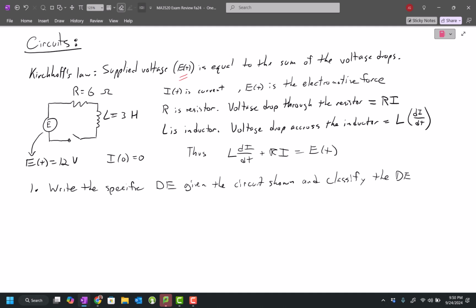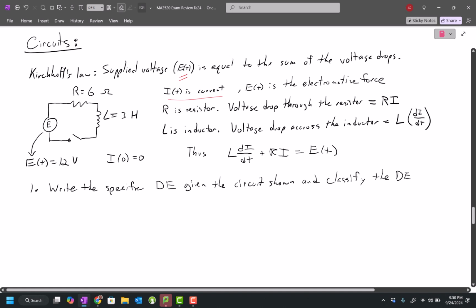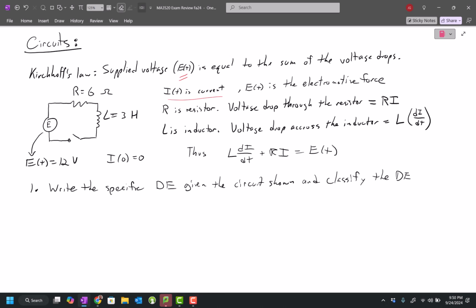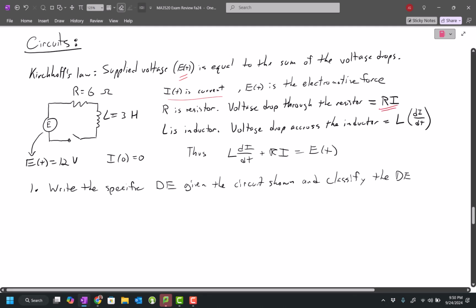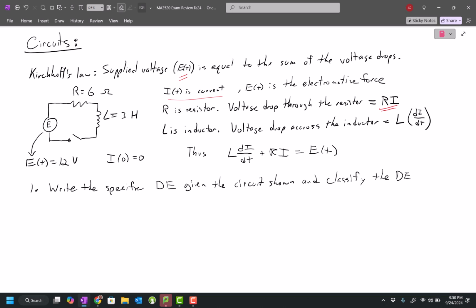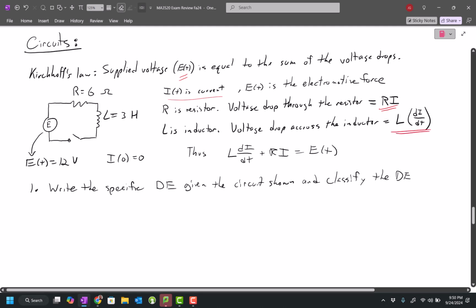Now in this case, I of t is the current through the circuit, E of t is the electromotive force, R is a resistor in this, which has a voltage drop equal to the resistor rating measured in ohms times the current. And L is the inductor that's been placed into the circuit, and there's a measurable way for us to calculate the voltage drop across the inductor. It's equal to the rating of that inductor, L measured in henries, times the derivative of I with respect to t.